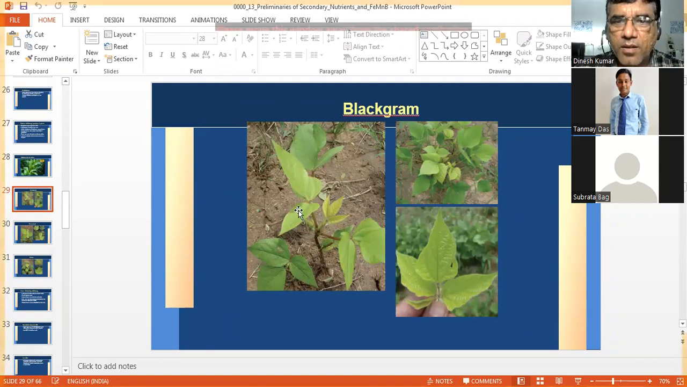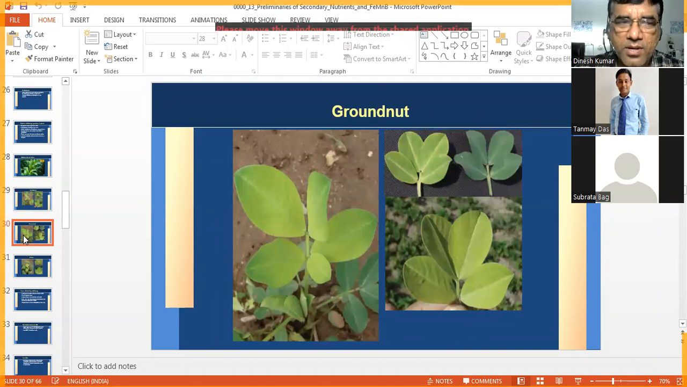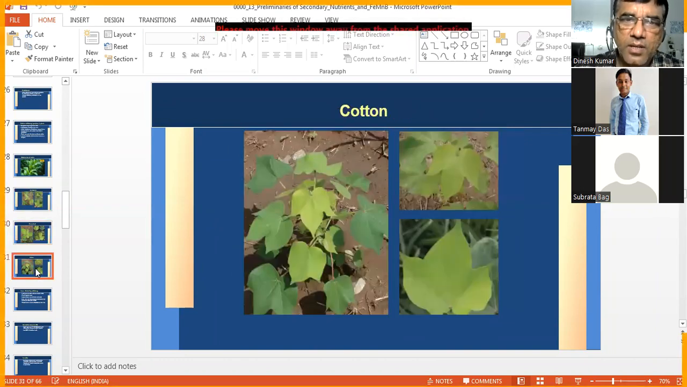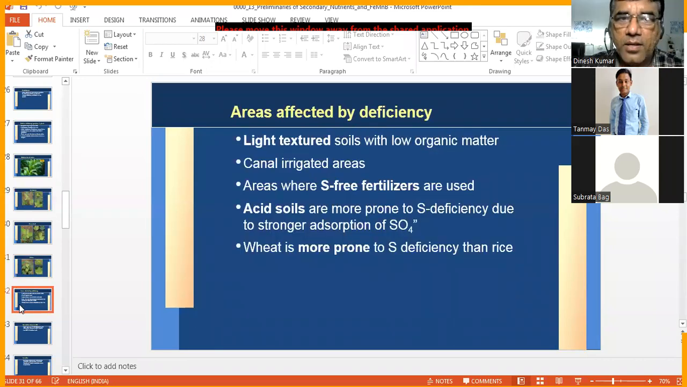This is in black gram, sulfur deficiency, groundnut, and then cotton. Very clearly shown sulfur deficiency in these crops. Now, areas affected by deficiency: light texture soils with low organic matter. Low organic matter means you will get less sulfur on mineralization.